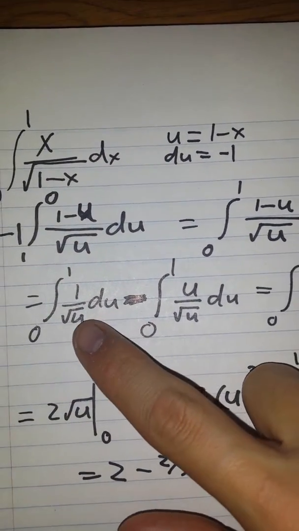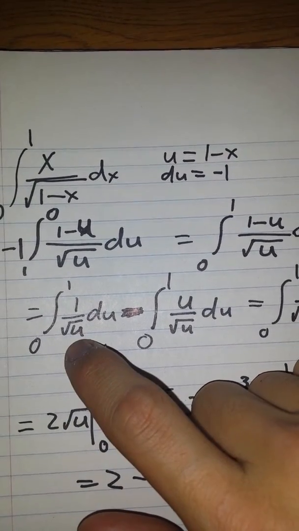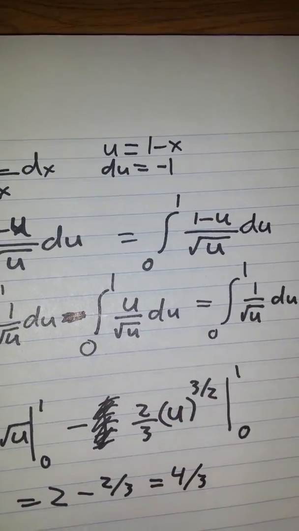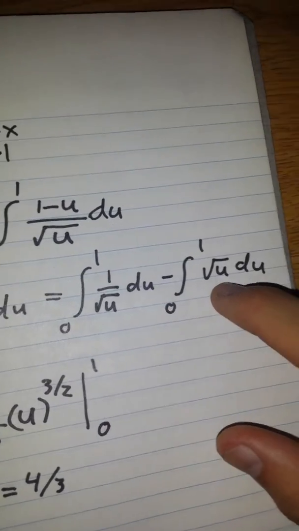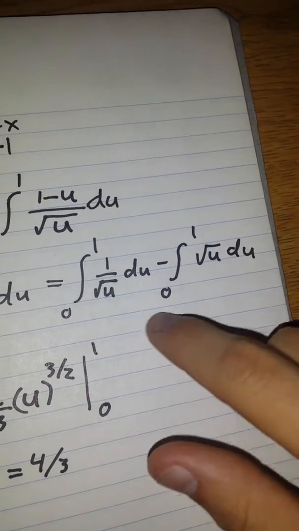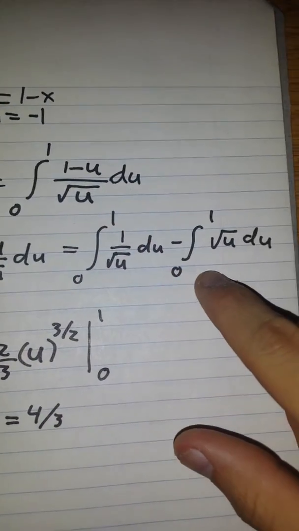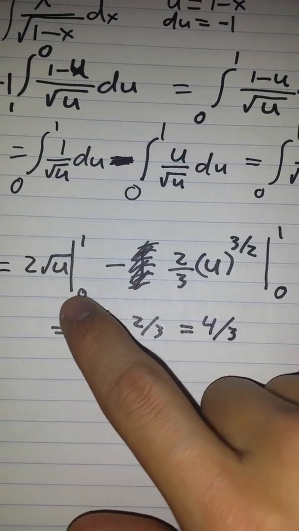We can separate that out into two different integrals to make it easier to solve. So this is the same integral from before, and then this is something new. But this second integral here just evaluates to root u. So this is much easier to solve than this. So we just integrate these, easy peasy.